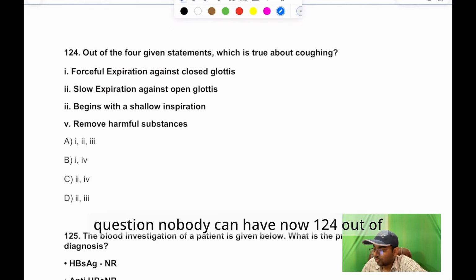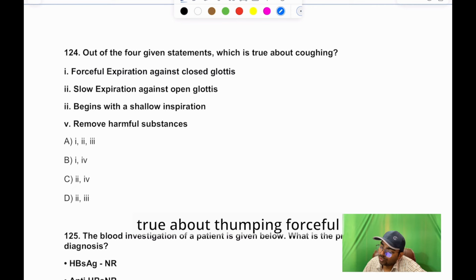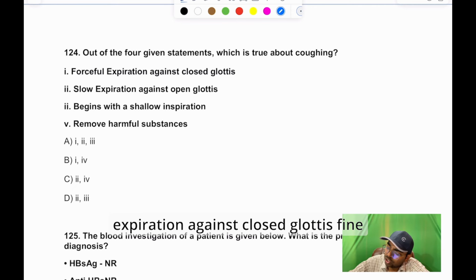Now 124. Out of the four, which is true about coughing? Forceful expiration against closed glottis.